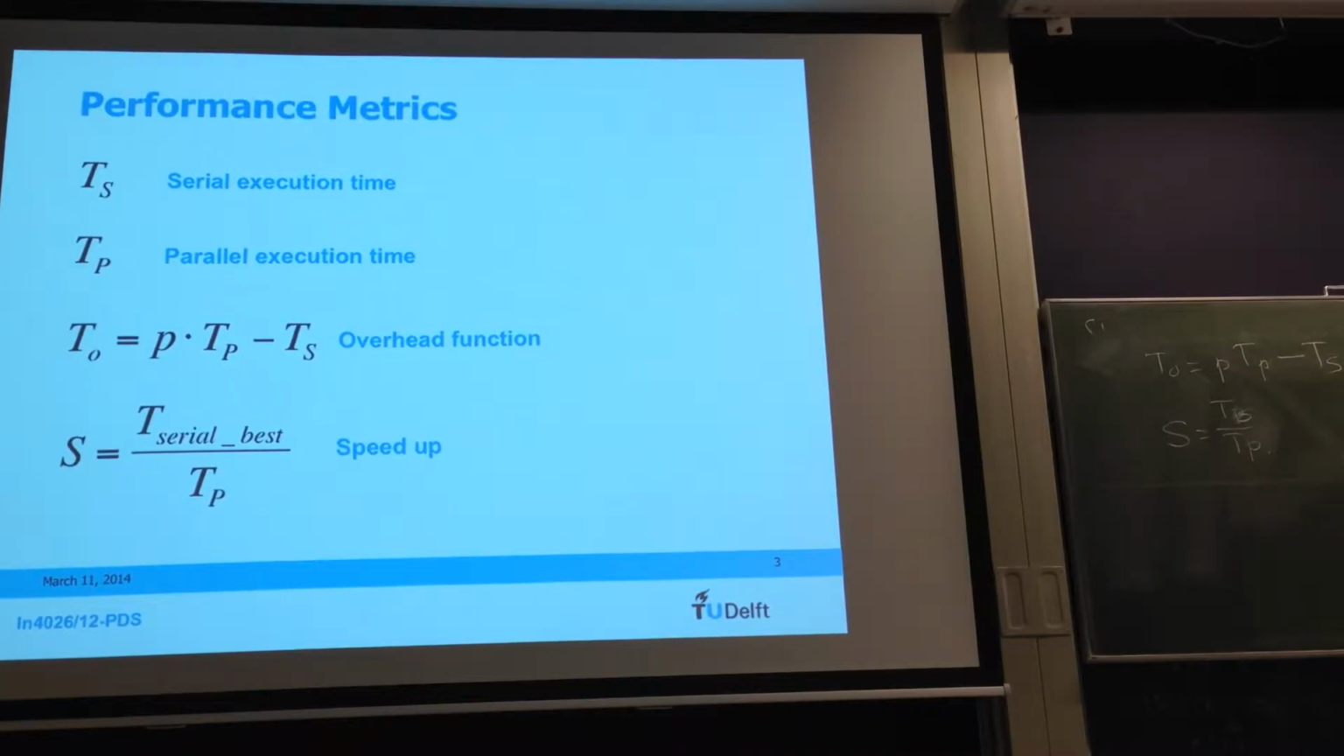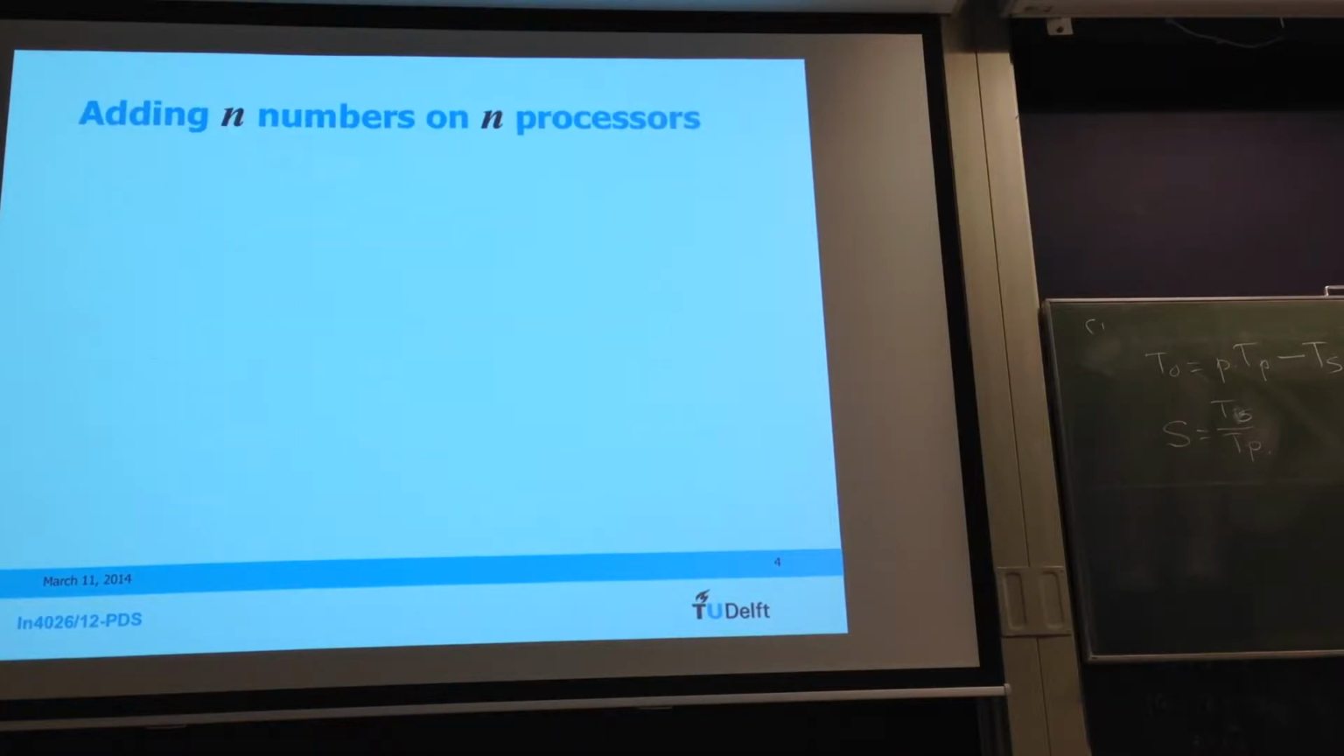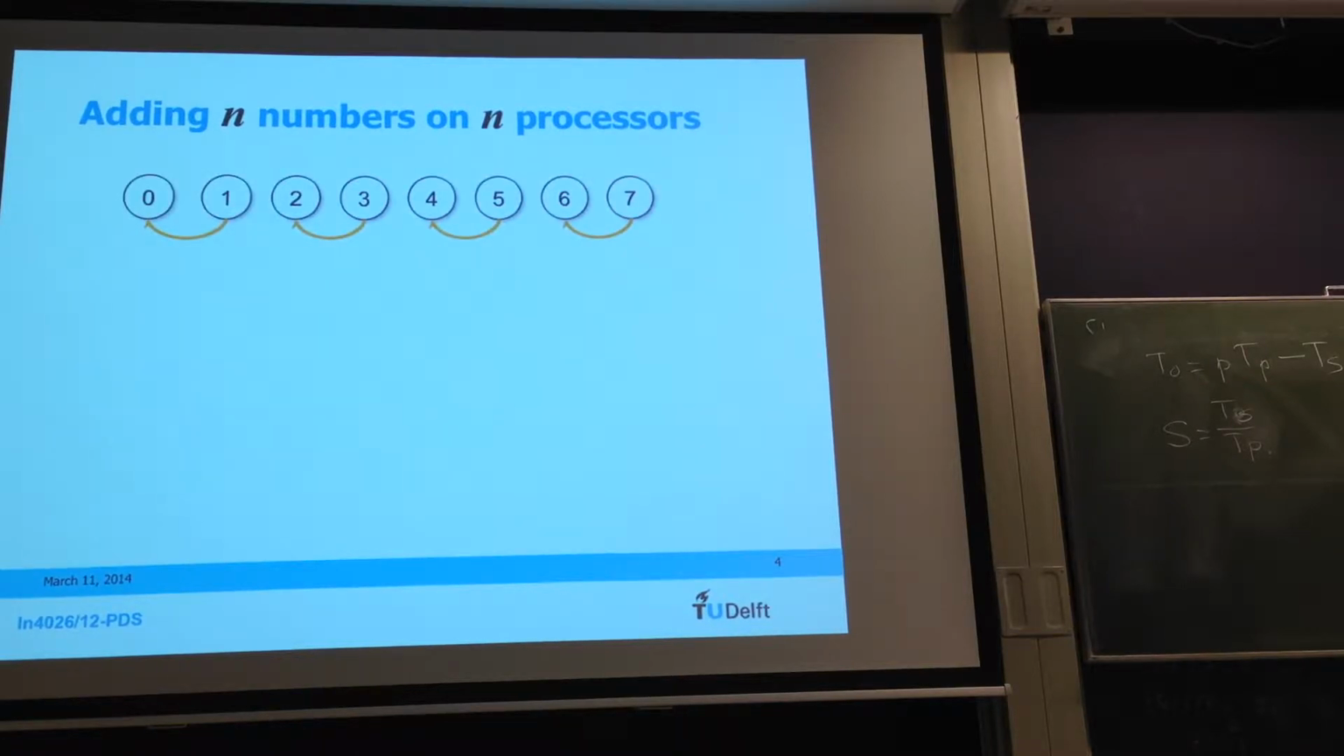And I explained to you the difference between the parallel execution time with P equal to 1, being the parameterized version of the parallel code, versus the original sequential code. And I gave you the examples. Then I've shown you the complexity of adding n numbers on n processors.